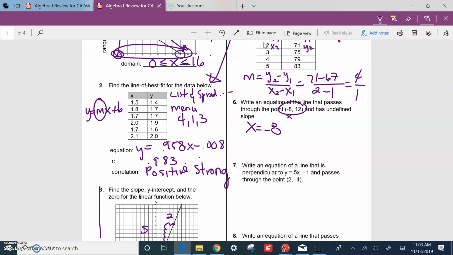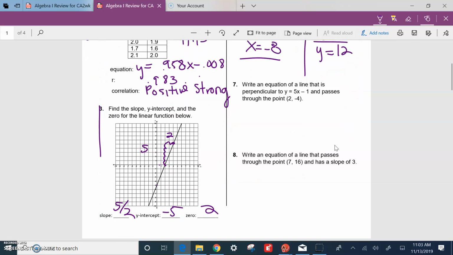If it asks for a line that had a 0 slope, then it would be y equals, because it would be a horizontal line, and then it's y equals the y coordinate, 12. So this is a correct one because it asks for a line that has an undefined slope, so a vertical line. And this one would be the correct one if it asks for a line that has a 0 slope, which would be a horizontal line.